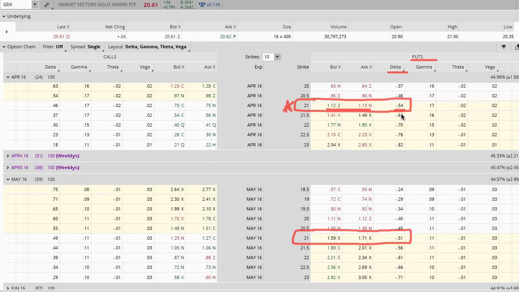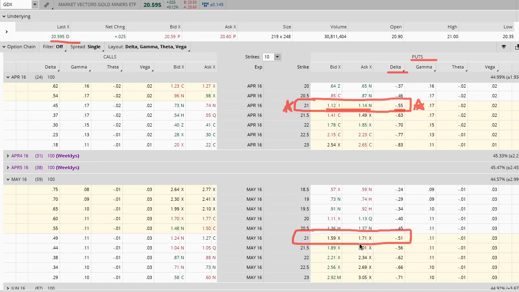Now that also means that in the reverse, you would make money. So if the value of GDX actually went down by $1 instead of up, if the value of GDX went down from 2060 to 1960, then you would actually make $55. Okay, so it's just the complete opposite. If the value of the stock goes down with put options, then you make this delta, which is 0.55, okay?